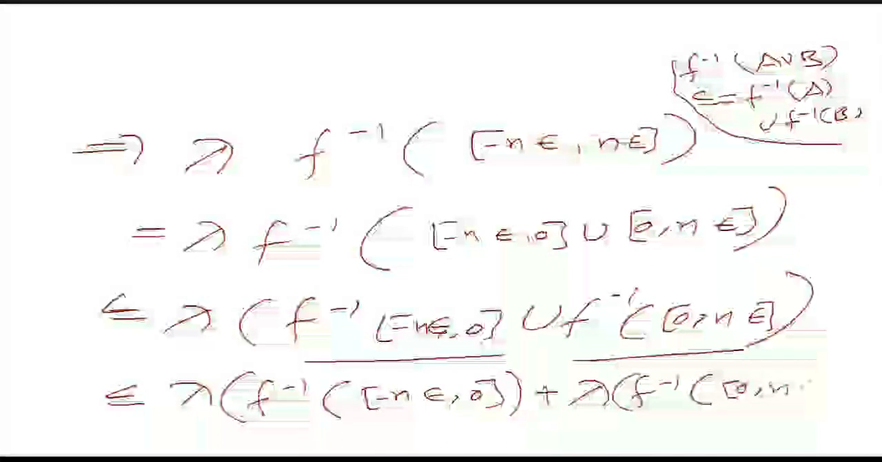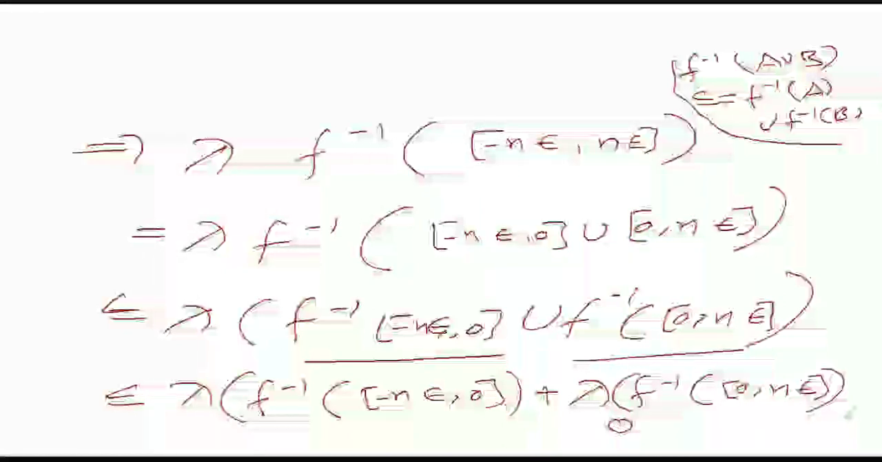Now it's the Lebesgue measure of the two sets. This is set A, this is set B. Lebesgue measure of A union B is less or equal to Lebesgue measure of A plus Lebesgue measure of B, which is less or equal to Lebesgue measure of f inverse of minus n epsilon to 0 plus Lebesgue measure of f inverse of 0 to n epsilon. But both are already done and equal to 0, so it's 0 plus 0, that's equal to 0. Which means that Lebesgue measure of this set is 0.